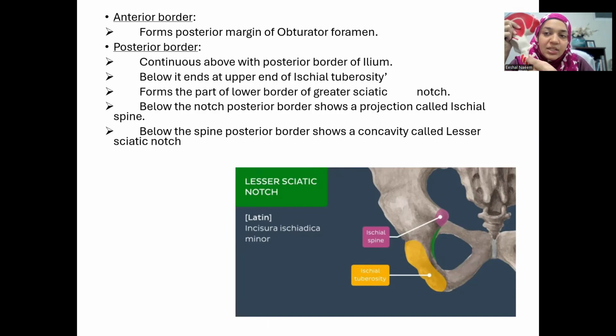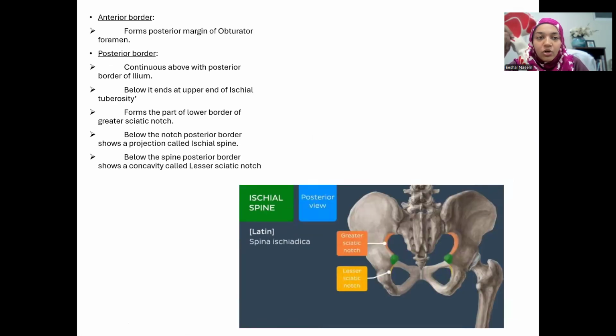Can you see these three muscle feathers here? This is the ischial tuberosity. On this image, you can see this ischial tuberosity in the yellow area. It forms the lower part of the great ischiatic notch. Below the notch, the posterior border projection is called the ischial spine. This is the ischial spine. The ischial spine is literally the mid-level between the greater sciatic notch and the lesser sciatic notch. The ischial spine divides it into the greater sciatic notch and the lesser sciatic notch. Below the spine, the posterior border has a concavity called the lesser sciatic notch.